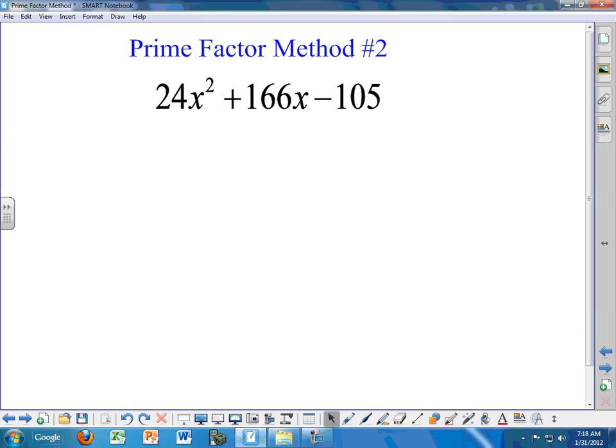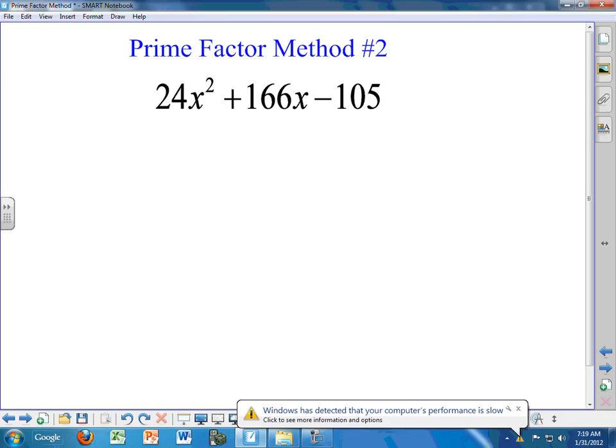Welcome back to the Algebra 2 series, and today we're looking at the prime factor method. This is video number 2, where we're trying to factor a trinomial that has some monstrous numbers. As you can see here, we have three numbers that are non-prime, but they're relatively prime, and so we'll have to try to work this out somehow.